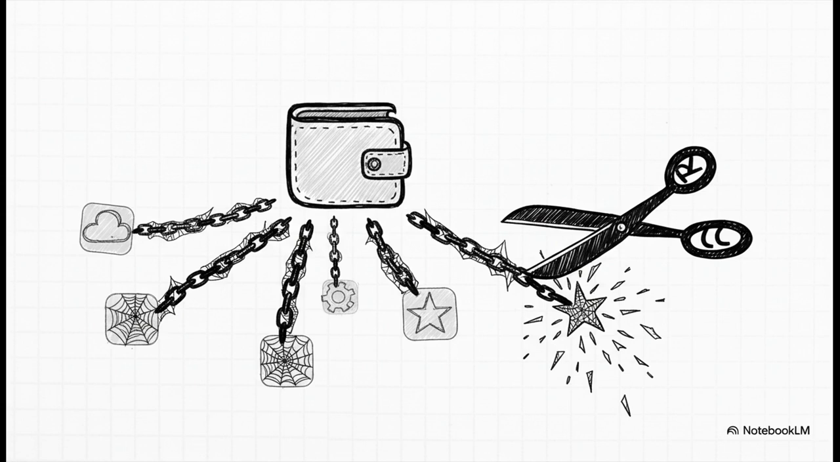Use trusted tools like revoke.cash or go to the token approvals page on Etherscan. These sites will show you every single contract that has permission to touch your funds, and they let you revoke that access with just a click.